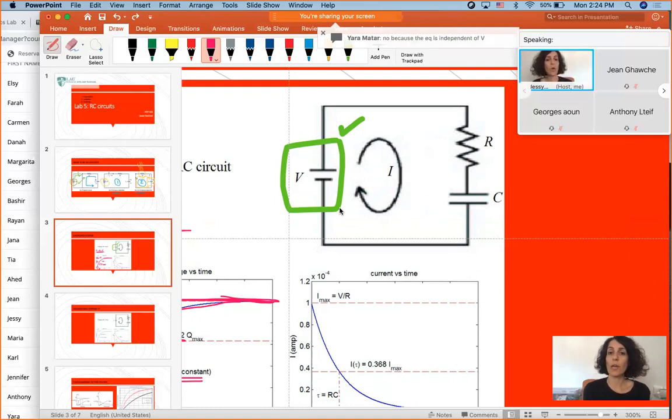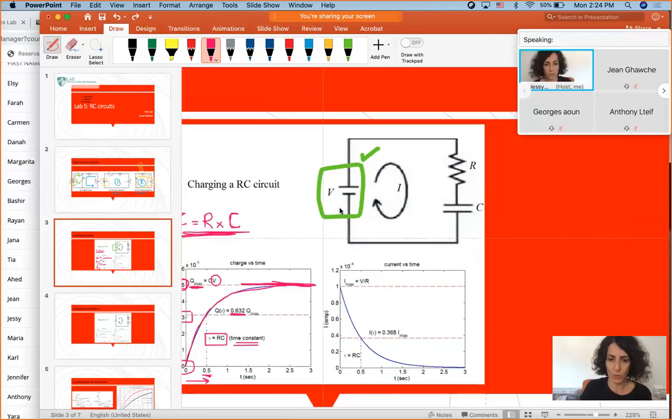Exactly. So if I have a stronger battery, probably I can squeeze in more charge at the end, but the process will take exactly the same time. So Q max is going to be higher, but it will take me the same time to charge it fully. This is very important because it's a little bit confusing.